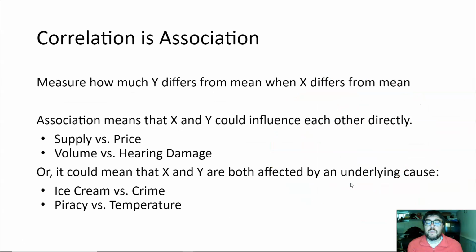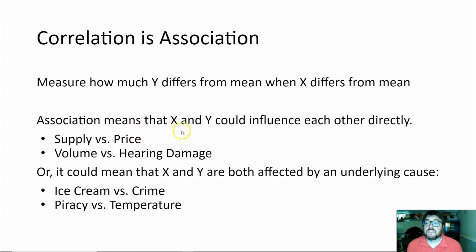The other thing, the real world thing that correlation measures, is what we call association. It measures how much your Y variable differs from its mean when X differs from its mean. So if X is a little bit above average, do we expect Y to also be above average, or do we expect Y to be below average, or do we have no knowledge about Y?